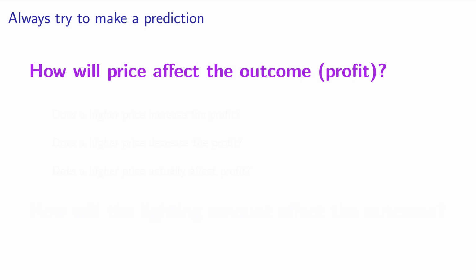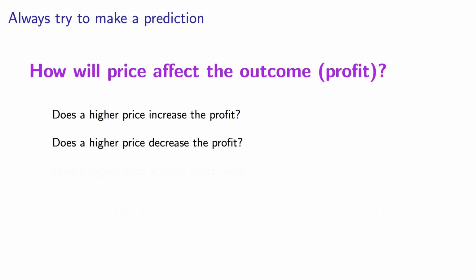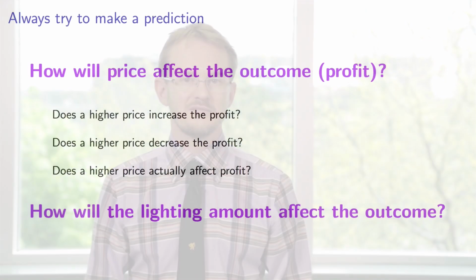Try to predict what the effect of price is going to be on the outcome. Do we expect a higher price to increase the profit? Do we expect a higher price to maybe decrease the profit? Or is it possible that a higher price has no effect on the profit? Pause the video for a moment and write down what you predict the outcome will be for changing those two factors.